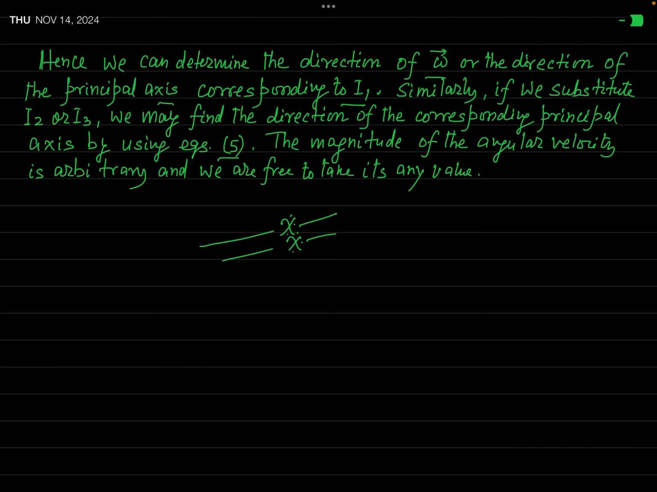And as the magnitude of the angular velocity is arbitrary, you can rotate the rigid body with any angular velocity in magnitude, and we are free to take any value. Okay. Only you have to select the direction of omega to find the direction of the principal axis. So I hope after these two lectures on angular momentum and inertia tensor, the concept of principal axis transformation, the concept of inertia tensor, and the concept of angular momentum of a rigid body have all become clear to you. Okay, thank you very much.